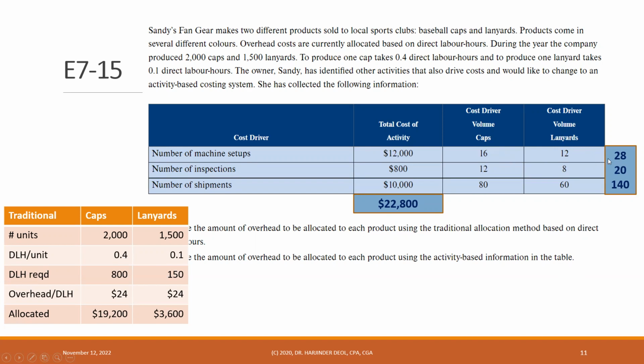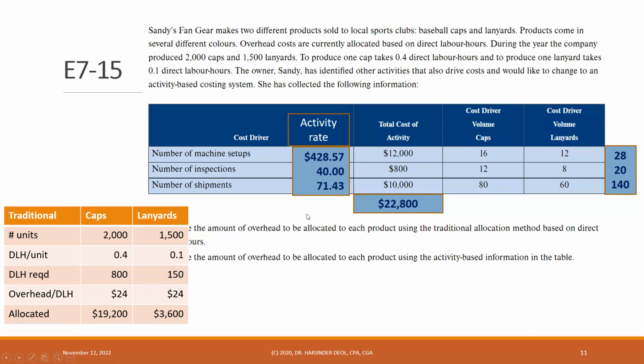Dividing the cost by the activity level gives us the activity rate. For machine setups, $12,000 divided by 28 setups gives us a cost per setup of $428.57. For number of inspections, $800 divided by 20, that's $40 for each inspection. And for shipments, $10,000 divided by 140 shipments, that's $71.43.